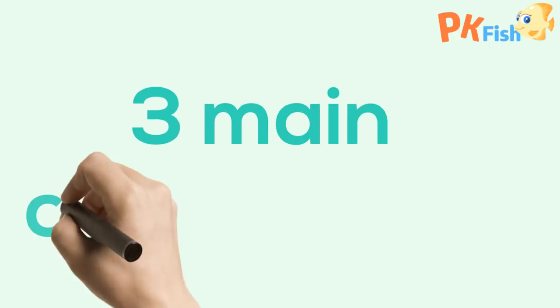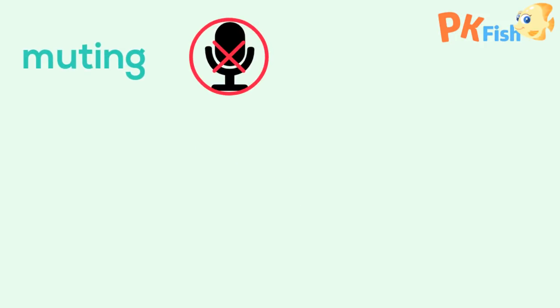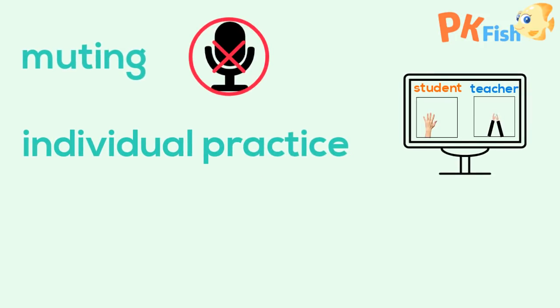To recap, the 3 main components of classroom management are muting students, giving them individual practice, and ensuring equal time distribution.